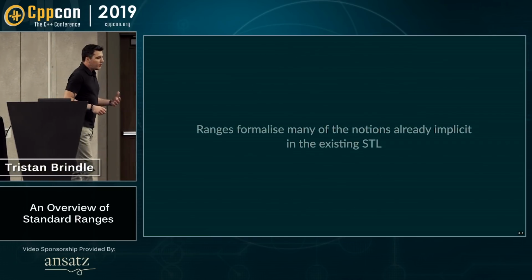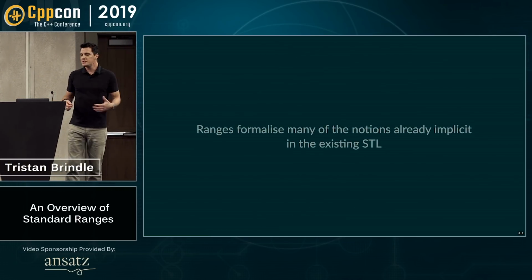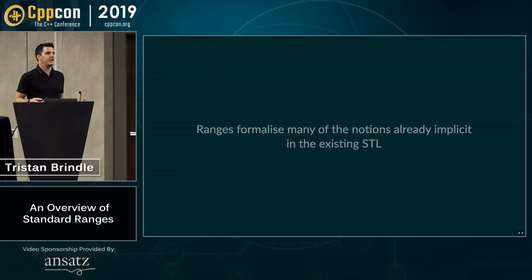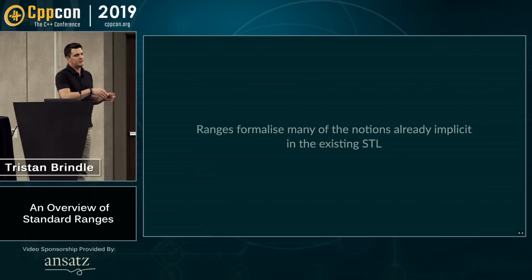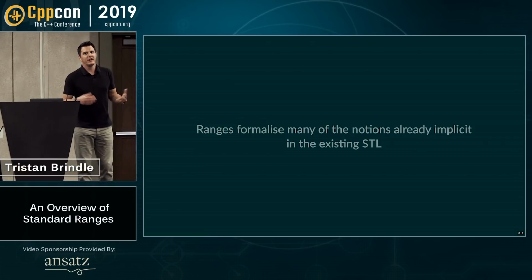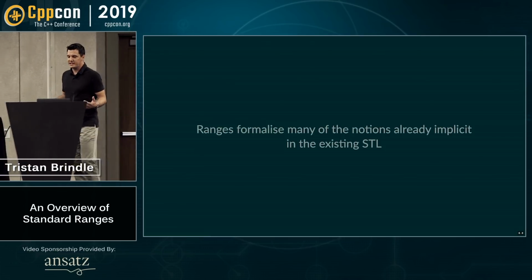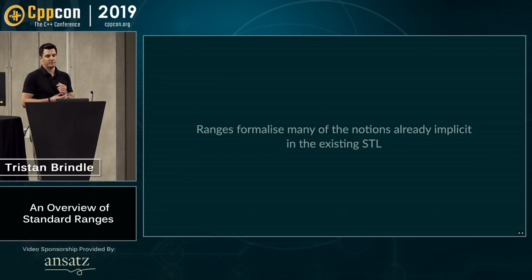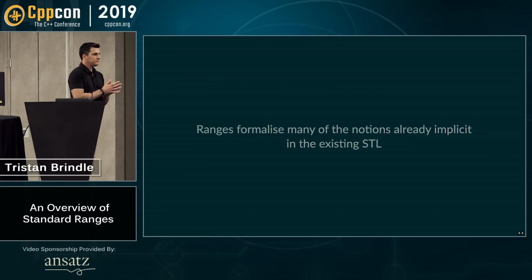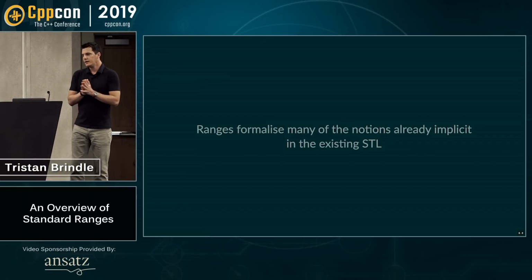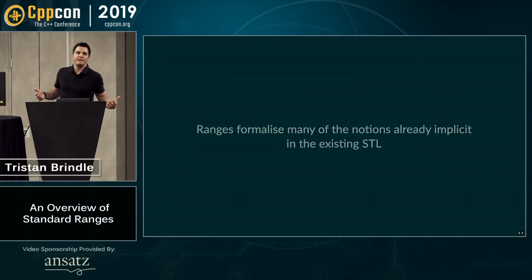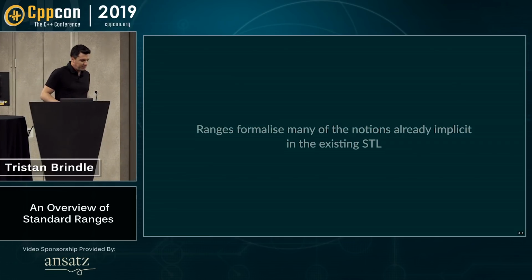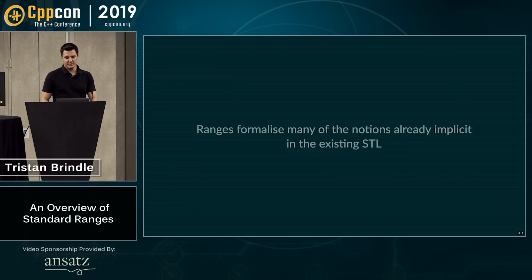So the ranges work formalizes many of the notions that were implicit in the existing STL. We already had this notion of a range, like a sequence of values that we can iterate over. We have range-based for loops. We've had these things for a while. And ranges really formalizes a lot of this language. So that's sort of the 1,000-mile view, the really high-level view, where is this coming from? Why are we doing it?